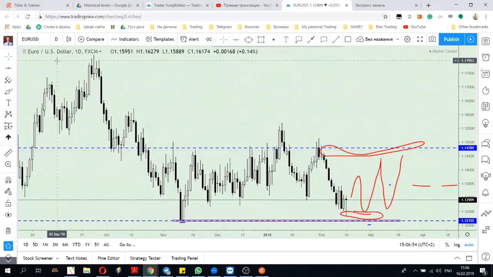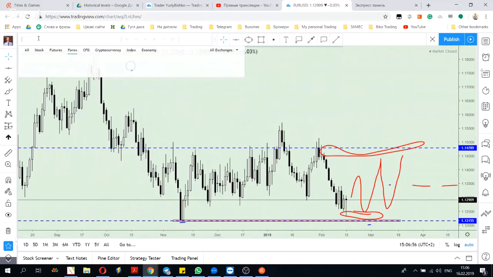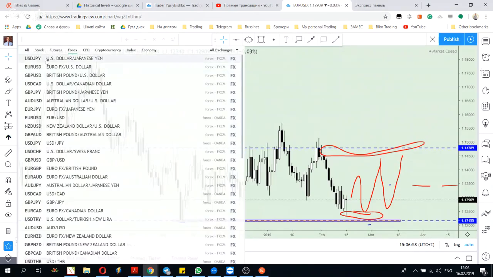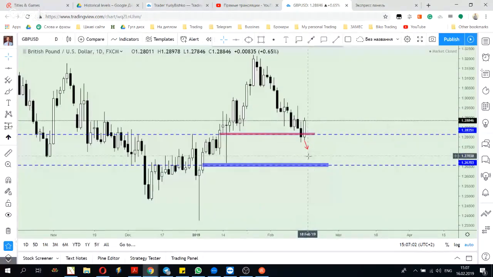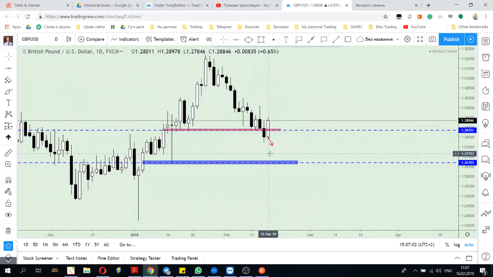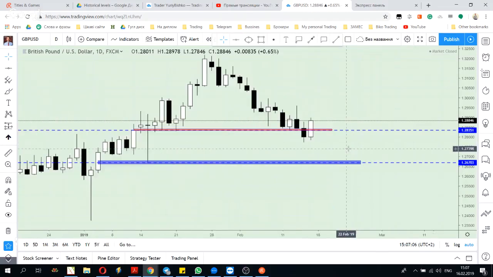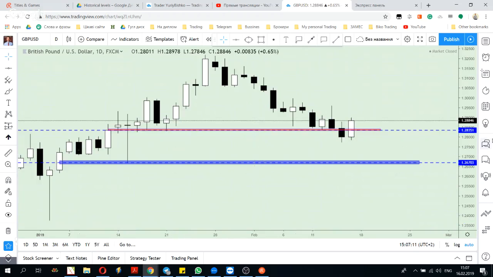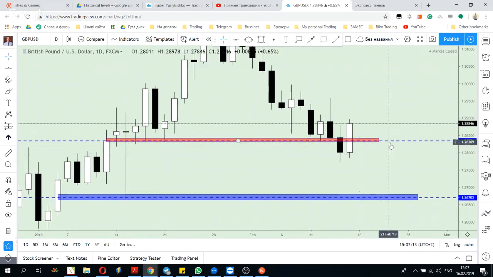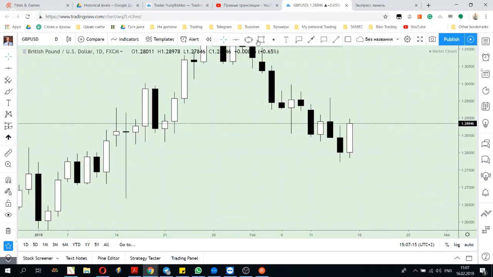Great. Let's go to British pound. Okay, friends, about British pound, take a look here. There is a big chance that British pound will make an up move next week.